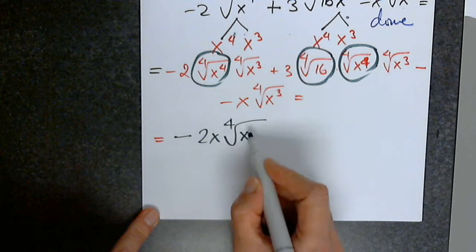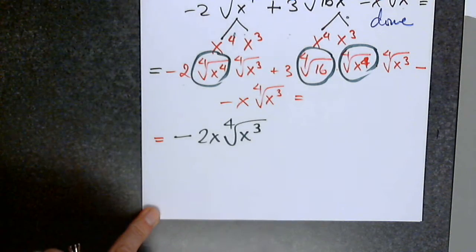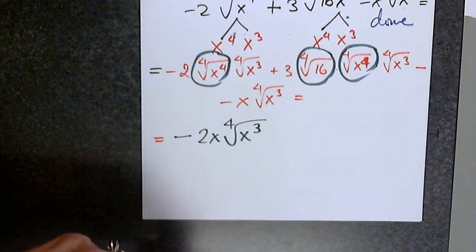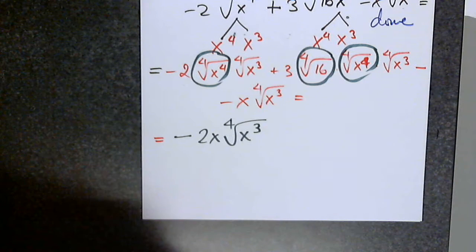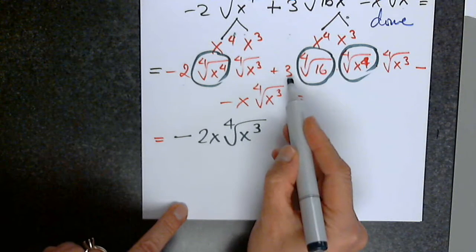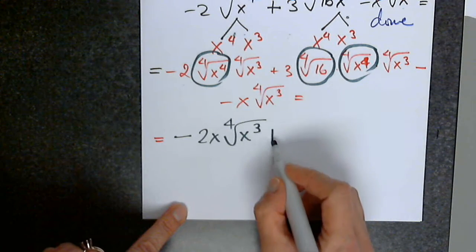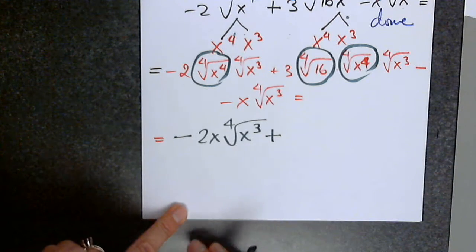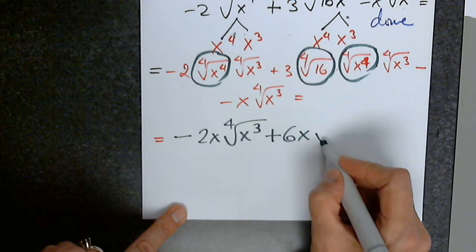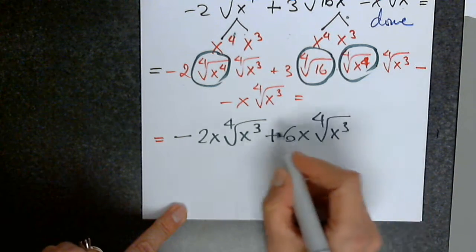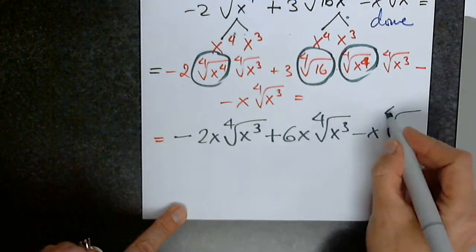The 4th root of x to the 3rd. Excellent. What will be the simplified form of the second radical? What is the 4th root of 16? 2. But I have to multiply it by 3 in front. So plus the 4th root of x to the 3rd, and I copy the last one.